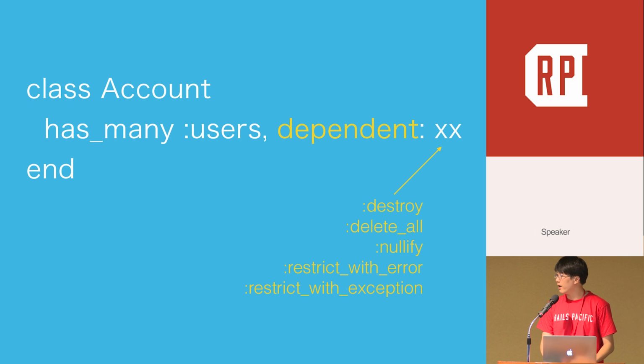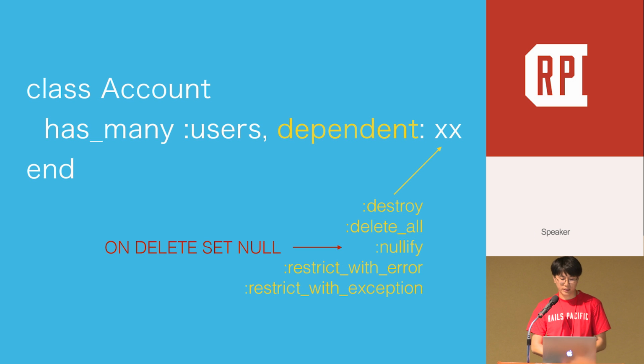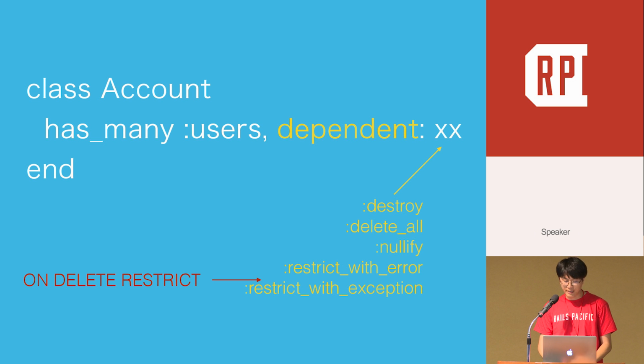And nullify means that it should set the account ID of the user to nil, and that will cause callbacks not to be executed. And restrict with exception and restrict with error mean that an error or exception should be raised if there are any associated users, so the account should not be destroyed. That's on delete restrict in the database create table integrity.